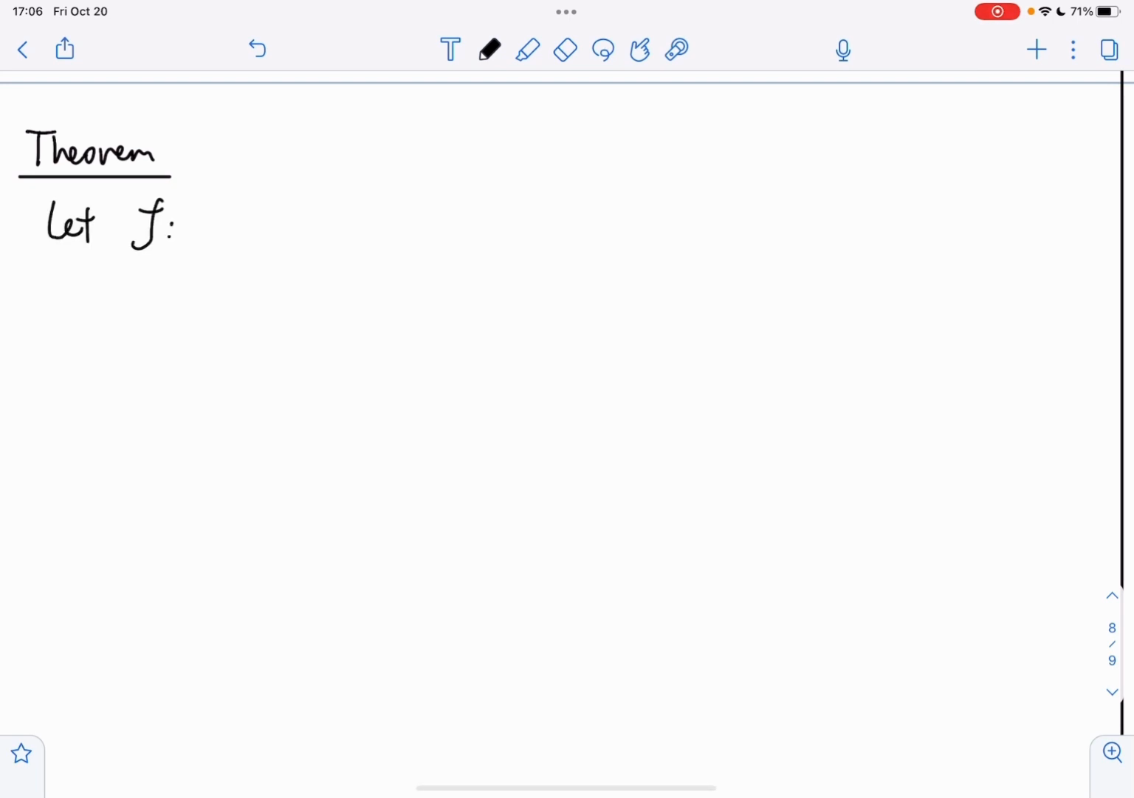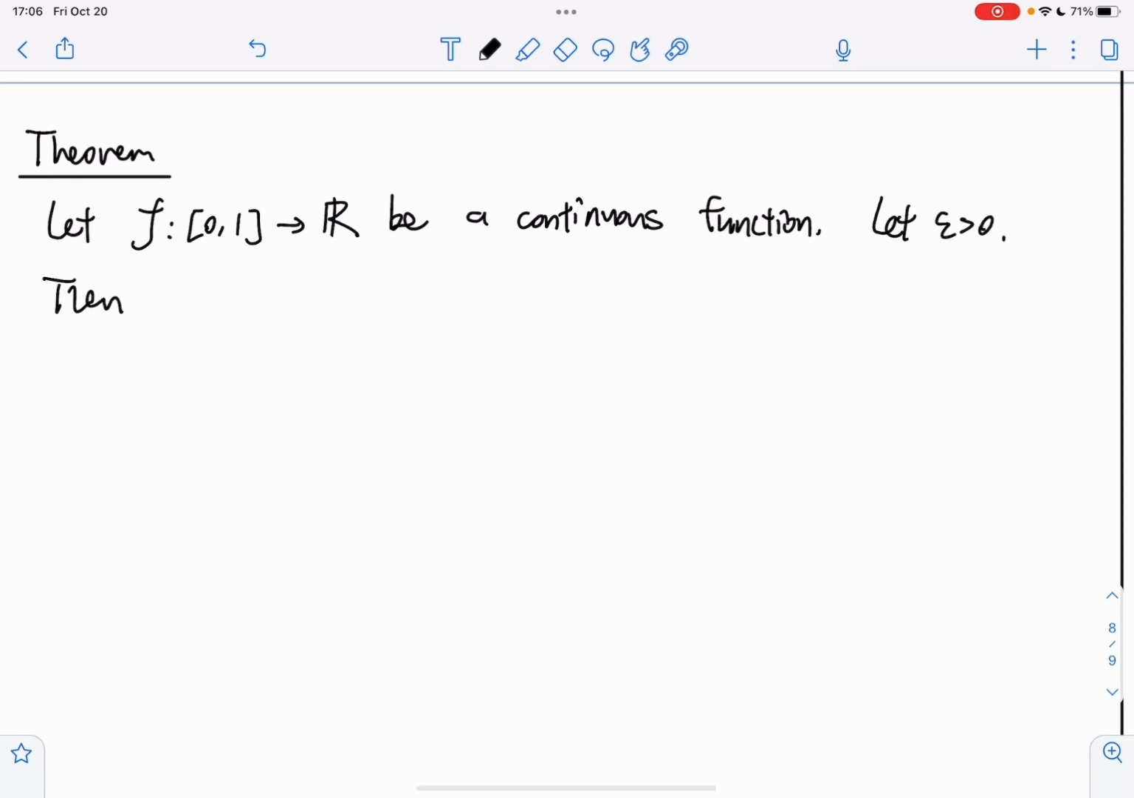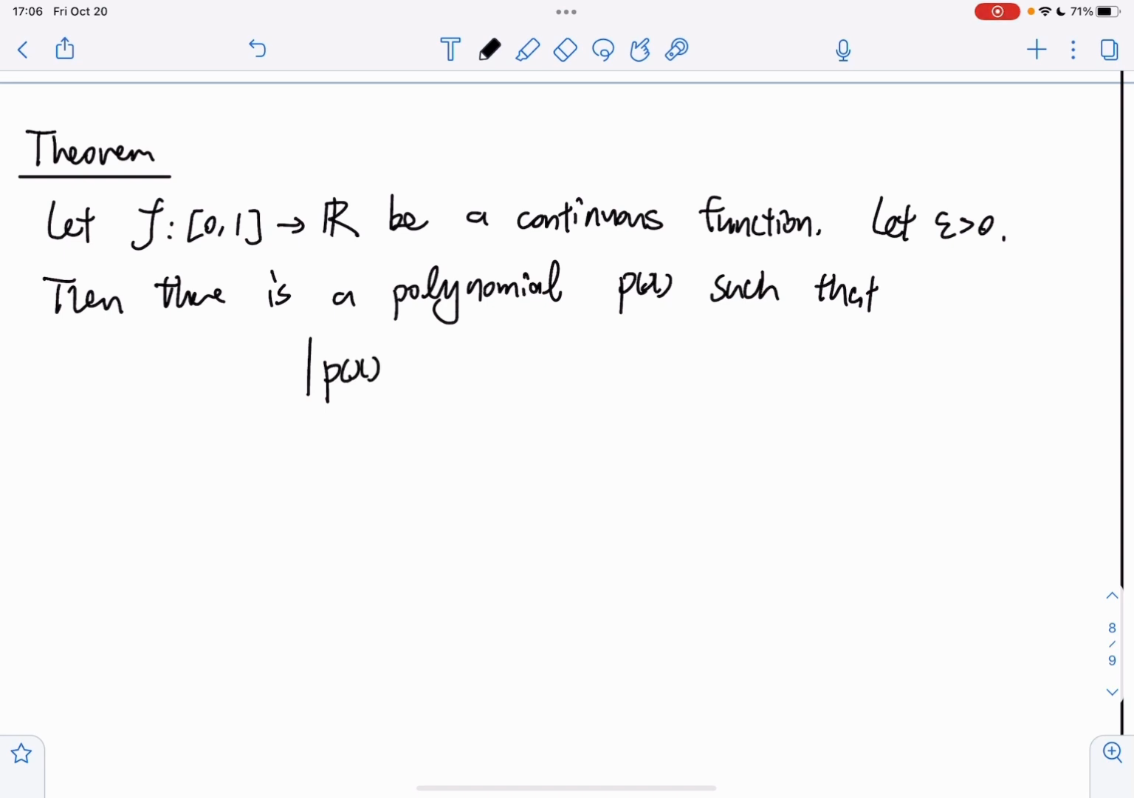Let f, mapping from 0 to 1 to the real line, be a continuous function, and let epsilon be a positive number. Then there is a polynomial p(x) such that the distance between p(x) and f(x) is bounded by epsilon for all x in 0 to 1.